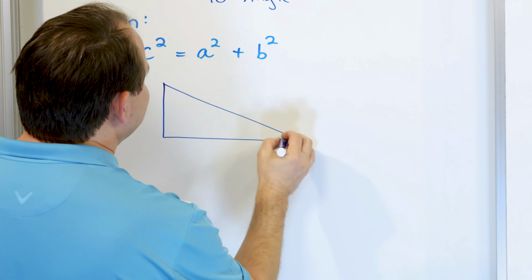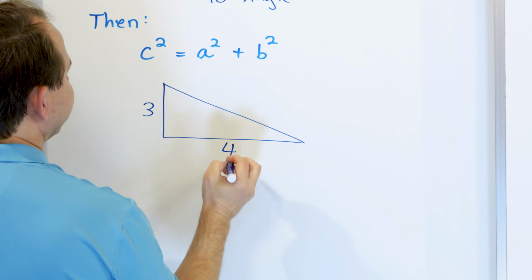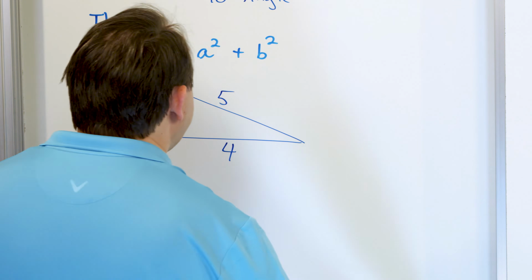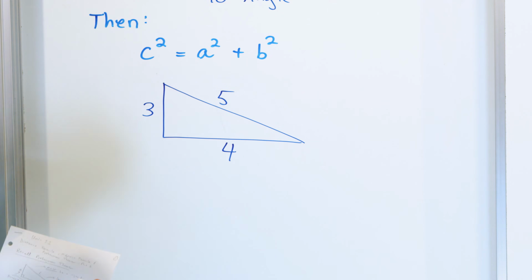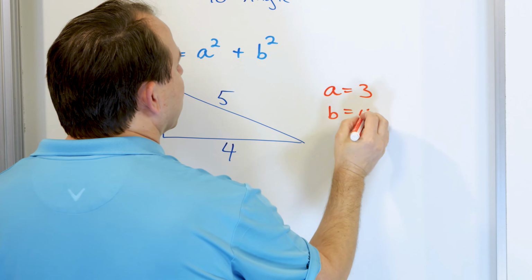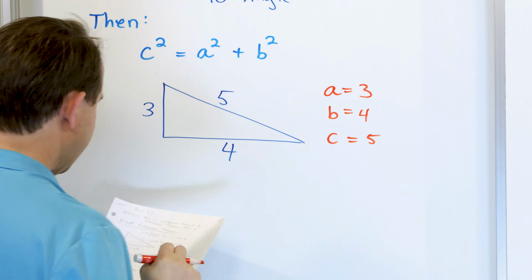And of course, this is in a flat space. So let's say I have a triangle with 3 centimeters this direction, 4 centimeters this direction, and 5 centimeters this direction. Is this a right triangle? Well, let's check it out. We're going to say that a is equal to 3, b is equal to 4, and c, which is the longest side, remember, is equal to 5. And we're going to check that out.